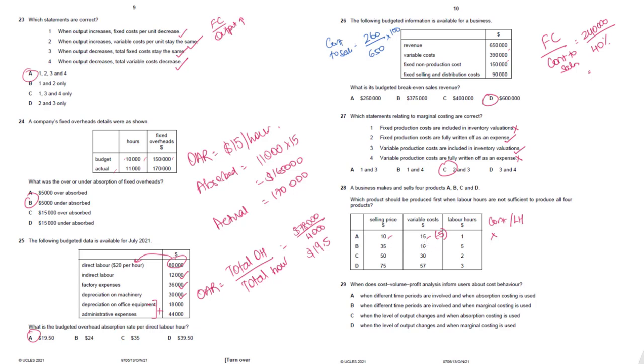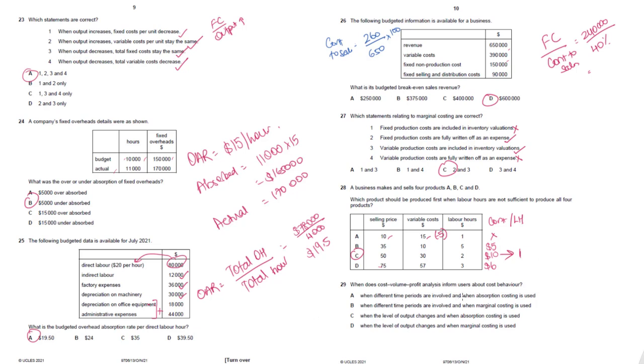Product B, 35 minus 10, 25, 25 divided by 5, $5 per labor hour. Then for product C, 50 minus 30, that divided by 2, so $10 per hour. And 75 minus 57, 18, 18 divided by 3, $6 per hour. So as per ranking, product C will be produced first, so 28C.